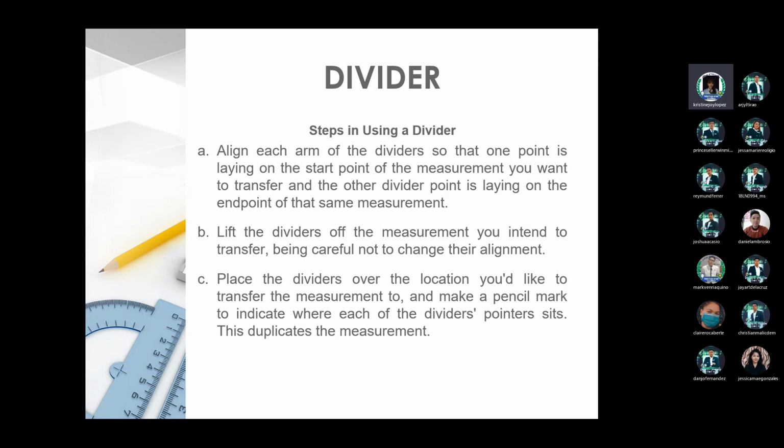The next is lift the dividers off the measurement you intend to transfer, being careful not to change their alignment. And the last one is place the dividers over the location you'd like to transfer the measurement to and make a pencil mark to indicate where each of the divider's points set. This duplicates the measurement. So that is the step of how to use a divider.